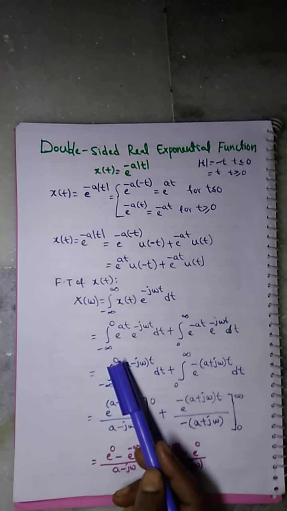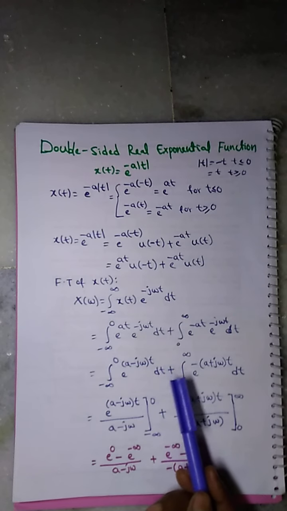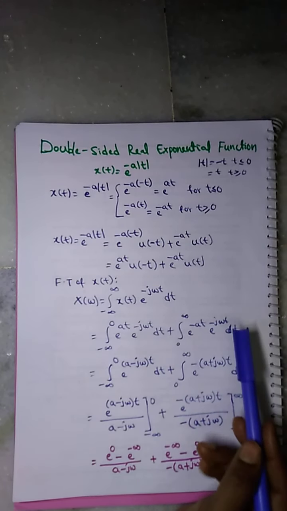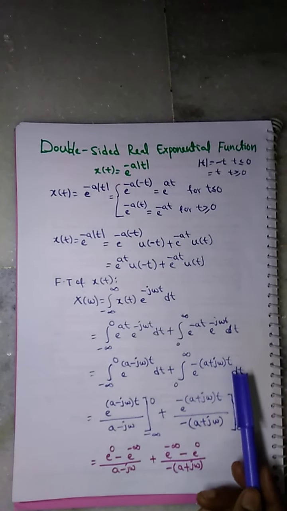So integral from minus infinity to 0 of e power (a minus jω)t dt, plus integral from 0 to infinity, here also minus, and t is common. If you take minus and t common, we get e power minus (a plus jω)t dt. Now we do this integration.